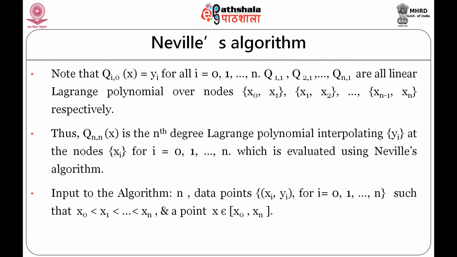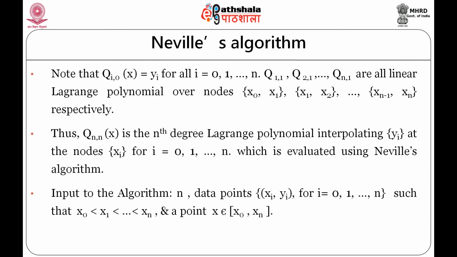Note that q_i0(x), that means degree 0, should be a constant, and that is given by y_i, which is the observed value of the data at the data points x_0, x_1, x_2, x_3, up to x_n. So, y_i is nothing but the observed value of data at x_i, for all i equal to 0, 1, 2, 3 up to n. So, q_i0(x) is given by y_i for all i equal to 0, 1, 2, 3 up to n.